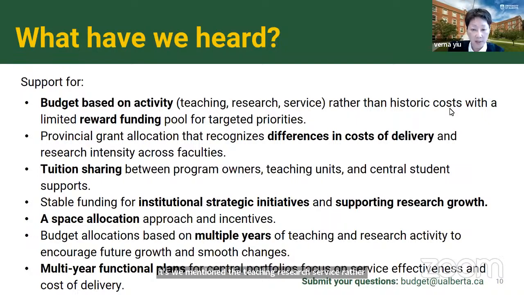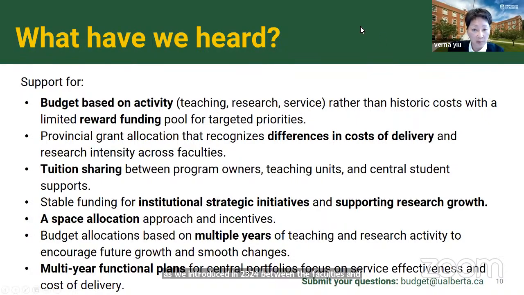Support to tie a small share of operating funding to performance, with metrics established collaboratively. And while the groups did not provide recommendations on how to allocate the provincial grant for teaching and research, they did support allocating in a way that recognizes differences in cost structures and research performance. Support to continue sharing tuition, as we introduced in 23-24, between the faculties and central units.